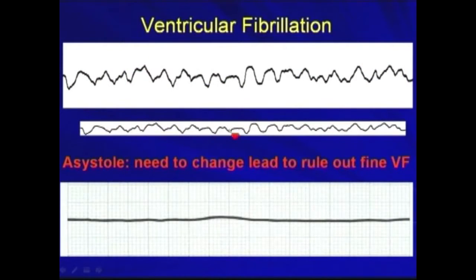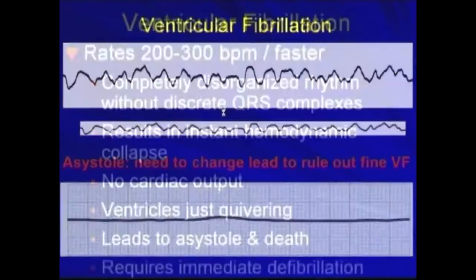So, two more examples of ventricular fibrillation. It can take various forms, but you can see in either form there's no organized QRS complex. Sometimes when we see patients' ECGs in asystole, it's very important to change to another lead just to rule out whether it's a fine ventricular fibrillation or asystole, because the treatment for ventricular fibrillation is obviously different from asystole.